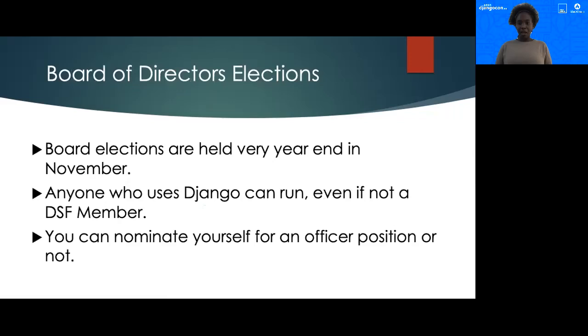Then the board of directors elections. The board of directors elections are held annually in November. Anyone who uses Django is welcome to run for the DSF board. And you do not need to be a member of the DSF membership or Django core team to be a board member.